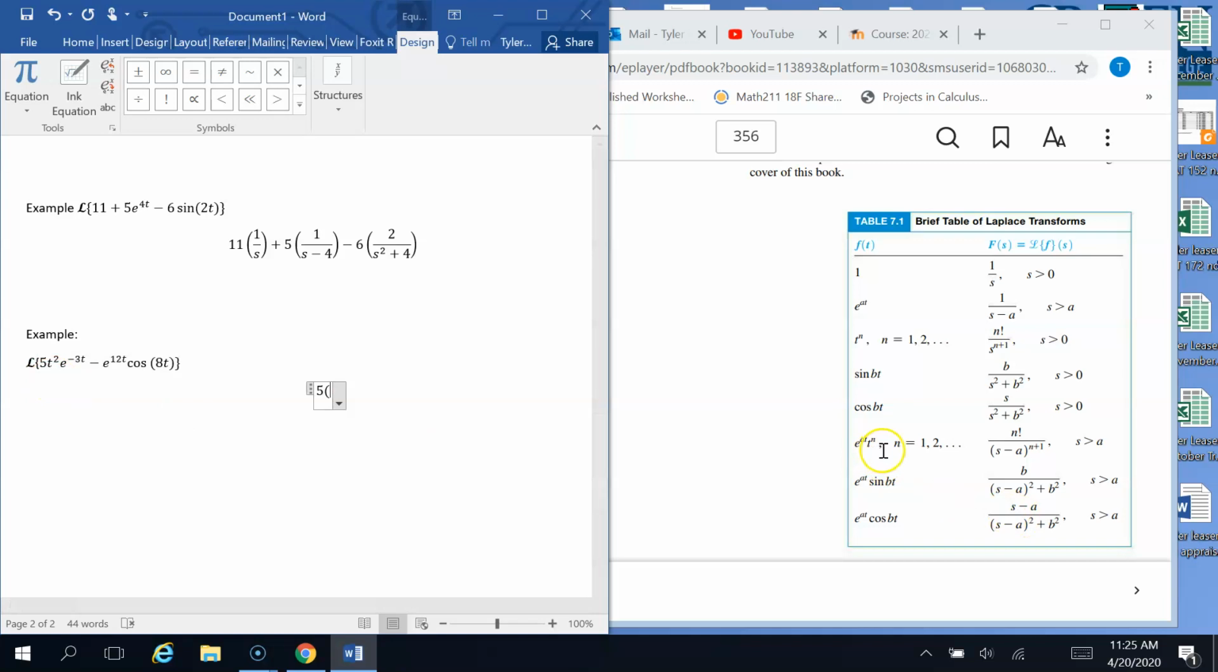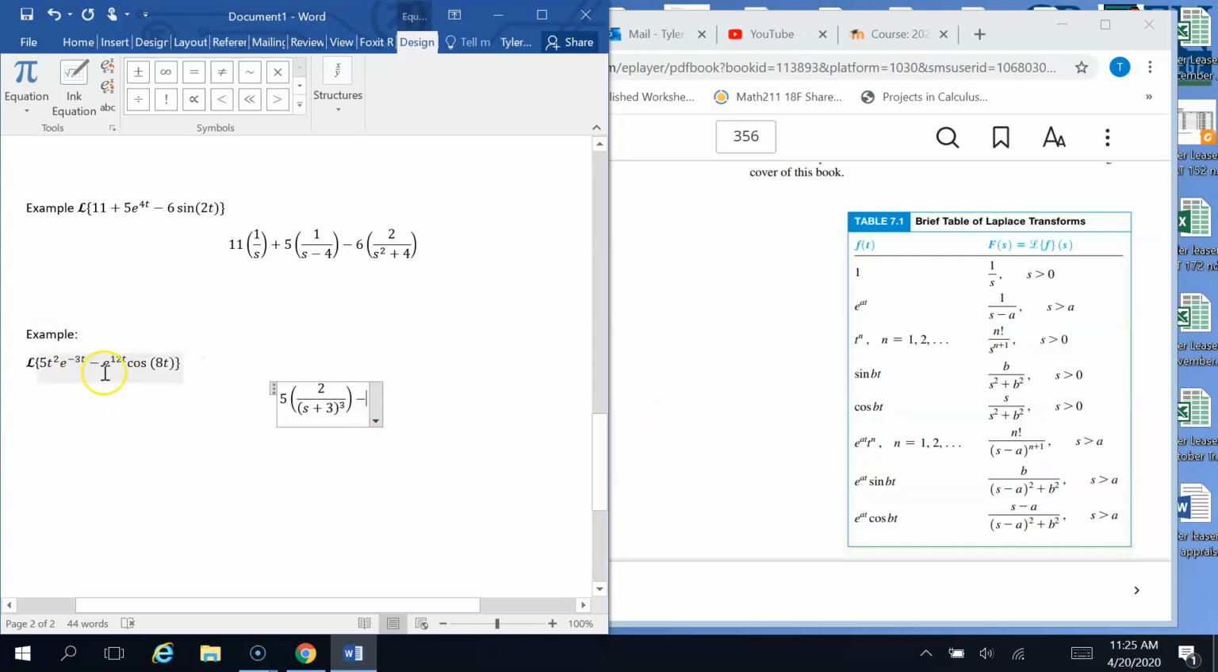All right, so we have this 5t squared e to the negative 3t here. The 5 we pulled out. We have an n factorial. Remember, n was 2, and 2 factorial is just 2 times 1, which is 2. And we're going to divide that by s minus a. Remember, our a is negative 3, so that's really going to be s plus 3, and that is raised to the n plus 1 power. If n is 2, then 2 plus 1 is 3, so we are raising that to the 3rd power. So this is the Laplace transform of t squared e to the negative 3t.